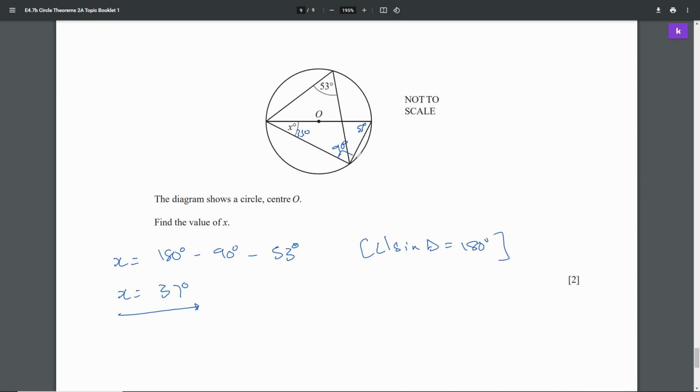The reasons before this, remember, to get the 90, it's angles in a semicircle, and to get the 53, it's angles in the same segment. Using the butterfly, you can see that 53 is going to be equal to angles in the same segment.